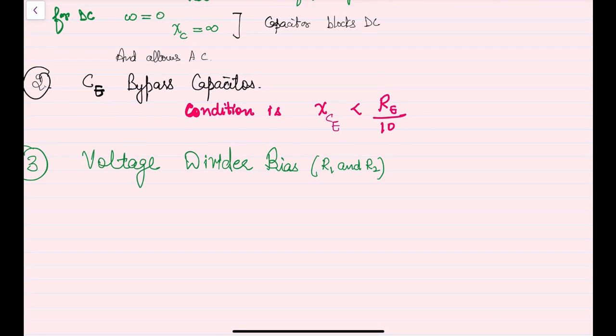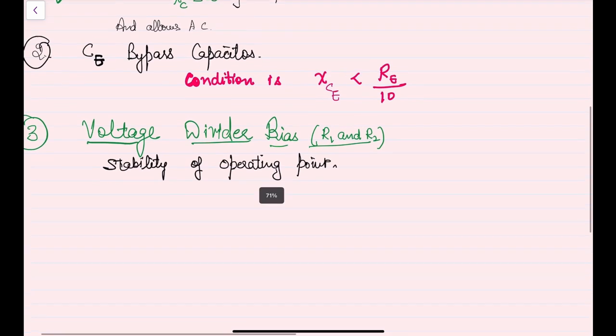So the third component we are going to discuss is the voltage divider bias, that is R1 and R2. These resistors fix the bias voltage and provide the stabilization of operating point. The stability of operating point is a must for better operation of the transistor as an amplifier, and biasing is used for this. So this biasing helps in the stability of operating point.